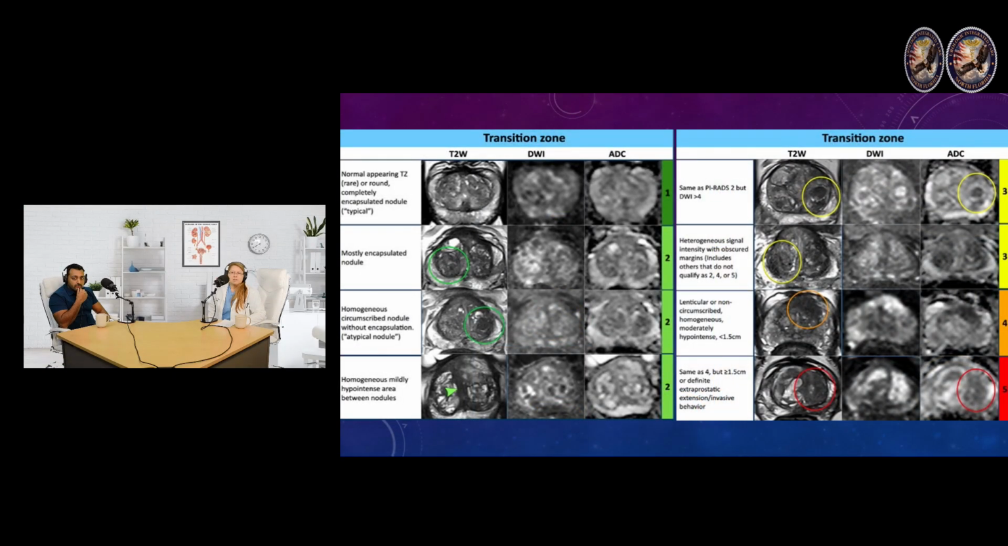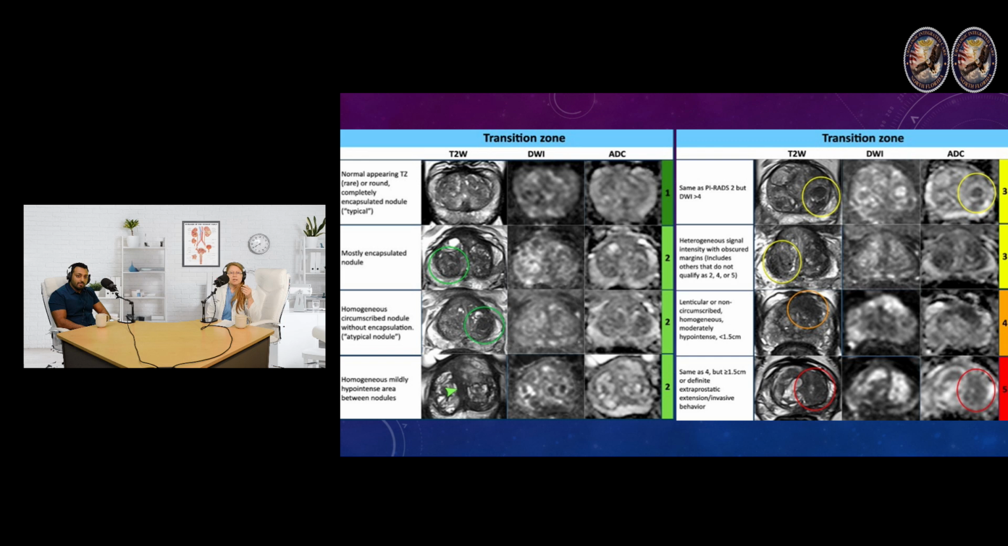Now, this is a transitional zone, and so now we can see on one side has 1, 2, and 2. I see that the slide doesn't show it, but the very first image is a PI-RADS 3, and then the next image is a PI-RADS 4, and then the next image below is a PI-RADS 5. I'm sorry, it's cut off a little bit on the other side.